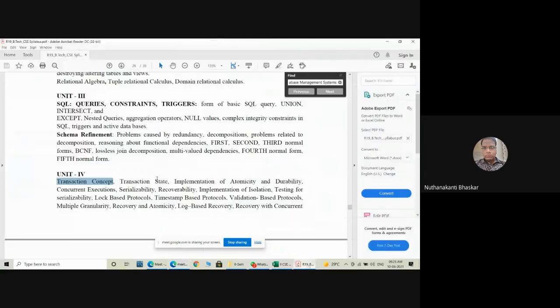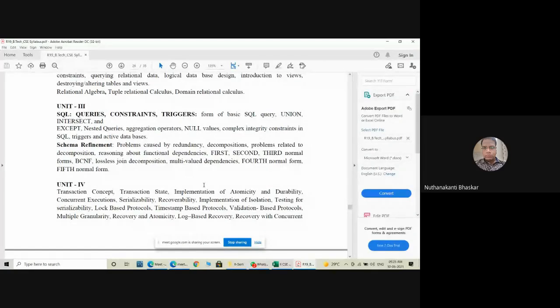Before entering the fourth unit, I'm just reading about the third unit. If any topic is pending, we will discuss. Right. Now coming to the first half of the third unit, SQL queries, constraints. The triggers were not discussed. Already I told you I will discuss them in the laboratory. Okay?